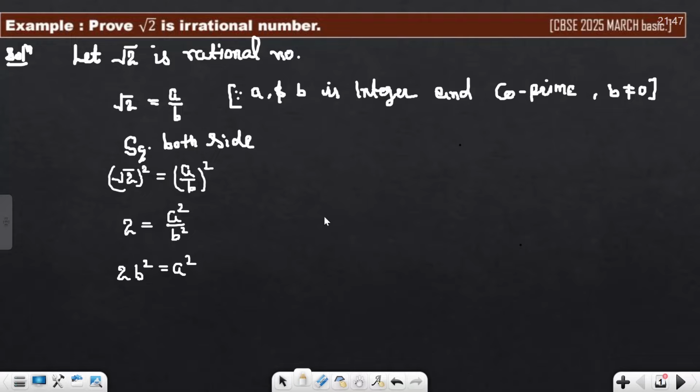And in this exercise, there is one theorem: if the square of a number, suppose a square, is exactly divisible by any number n, then a is also exactly divisible by n. I simply teach you this equation.